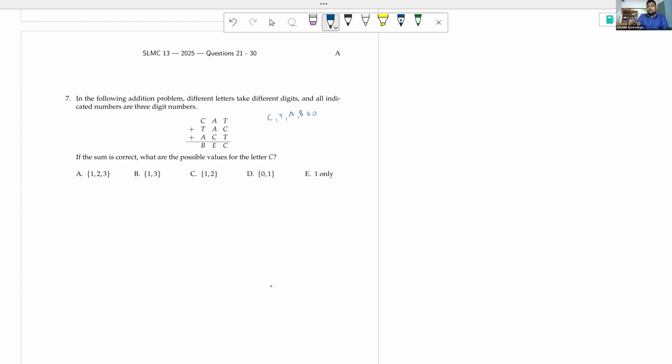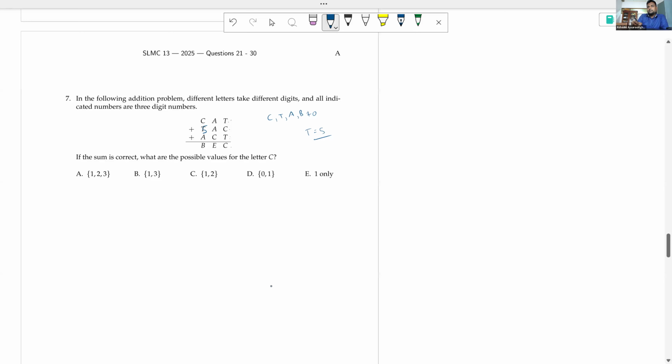Okay. And here you can see that T plus C plus T is equal to C. So T should be either 0 or 5. If you have 5 plus 5, then this addition works. So in this case, it's 5. So T is immediately taken to be 5. So T is 5 here.